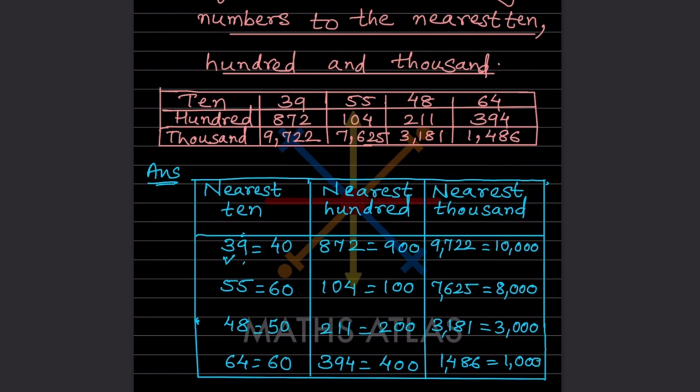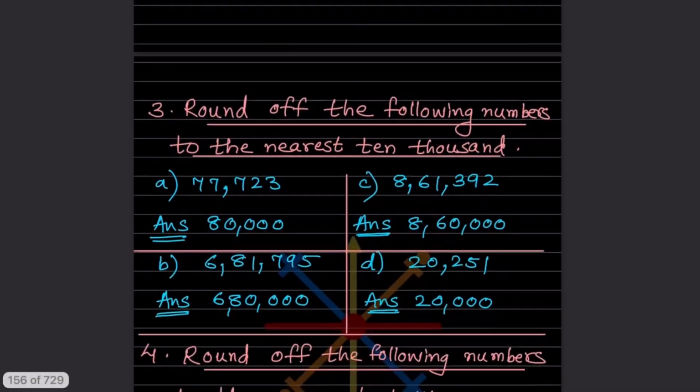Now we will go for the next one. That is ones, tens, hundreds and thousands. So here we have to concentrate on 1. Now what happens here? 4 is less than 5. So 1 remains the same. You will write here 1 and then 3 zeros. Hope you have got this one.